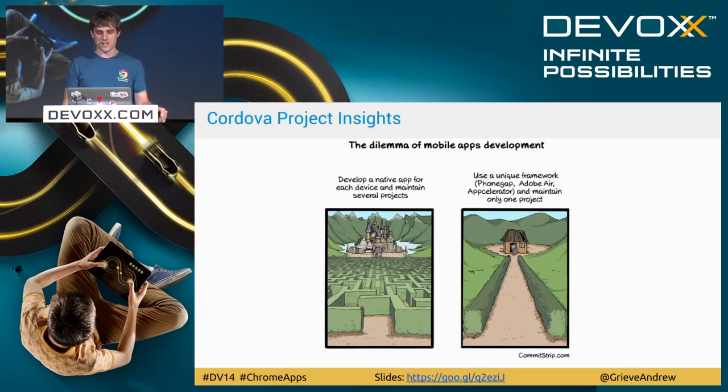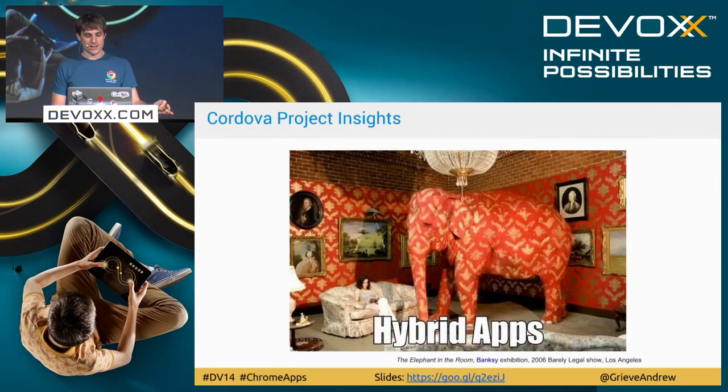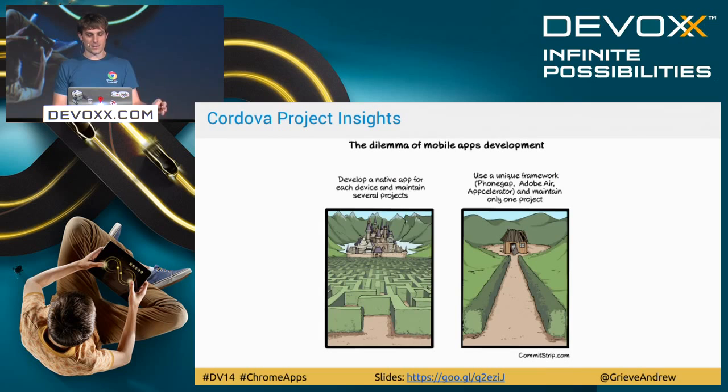This one I thought was pretty funny when I saw it. So, complicated maze to a cool castle or a straight line to a shack. And just to be clear, Chrome Apps for Mobile is Cordova, or uses Cordova. It's a very thin layer. And Cordova uses web views. So when I say hybrid apps here, I'm talking about WebView apps. We're kind of talking about the thing that got this reputation.